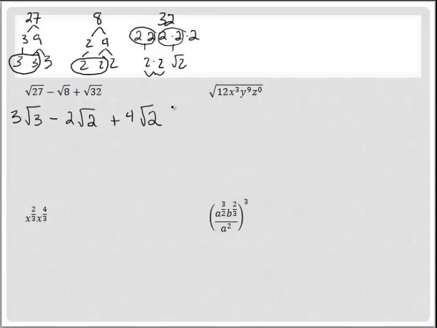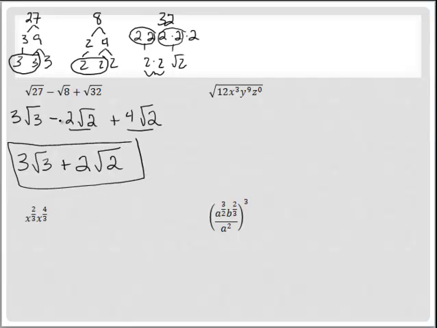Now to add radicals, you have to make sure that the radical parts are the same. These are actually like terms because the radical parts are the same. So the 3 square root of 3 stays there, but negative 2 square root of 2 plus 4 square root of 2 would give us a positive 2 square root of 2.